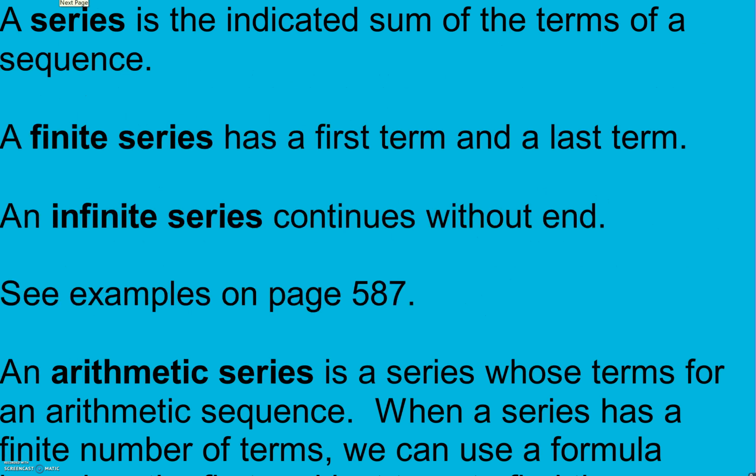A series is the indicated sum of the terms of a sequence. So sequences that we've been dealing with the last two sections, now a series is when we add those values together. A finite series has a first term and a last term. It has a beginning and an end. An infinite series continues without end, just like infinity. Okay, there's examples of those on page 587.